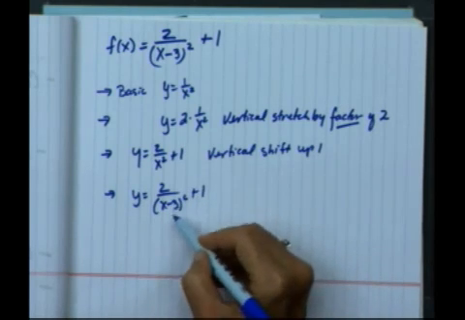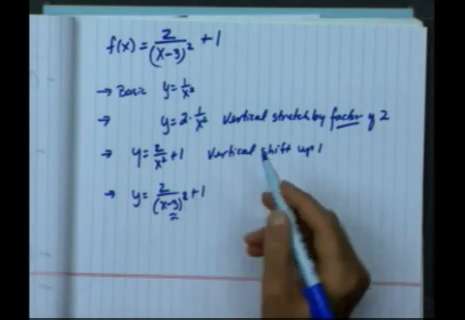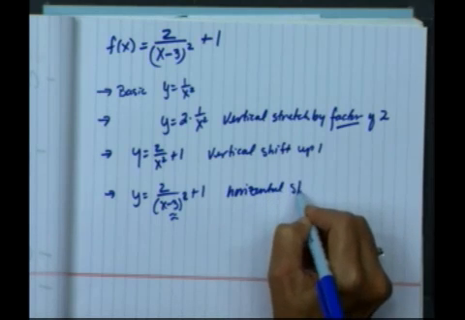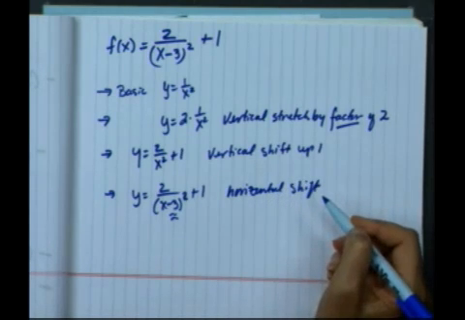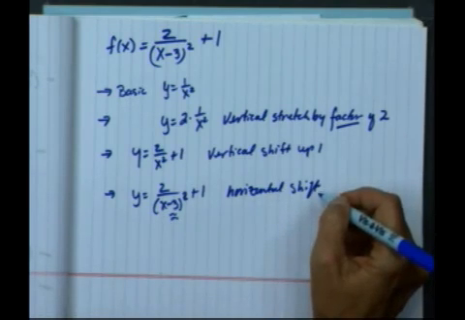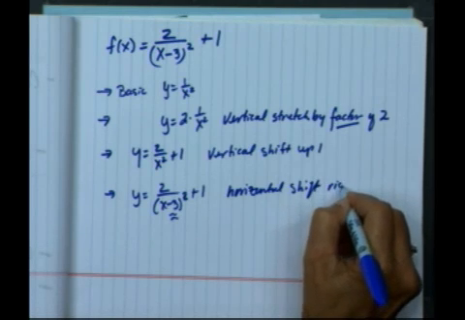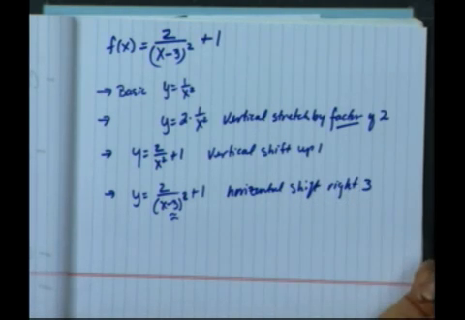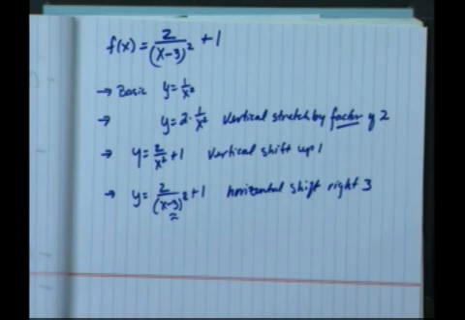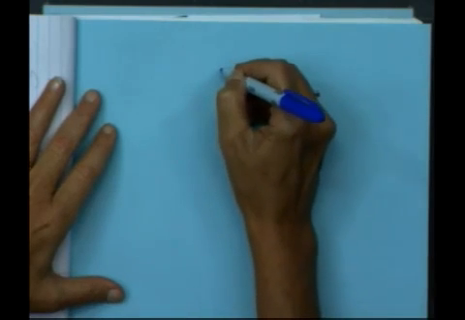What's going to happen here? Horizontal shift. Horizontal means in terms of x value, so you're going horizontally. Horizontal shift what? Right 3. Is that good, everybody? All right. Let's see if we can sketch this. Everybody agree with the analysis of the graph? All right, so let's see if we can sketch this.